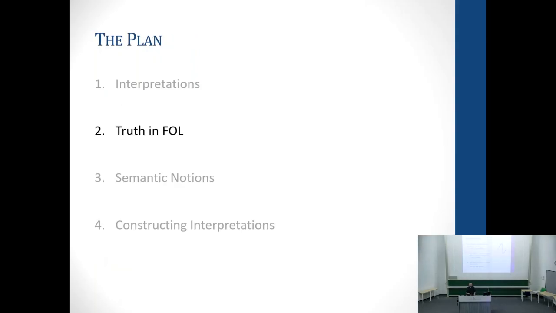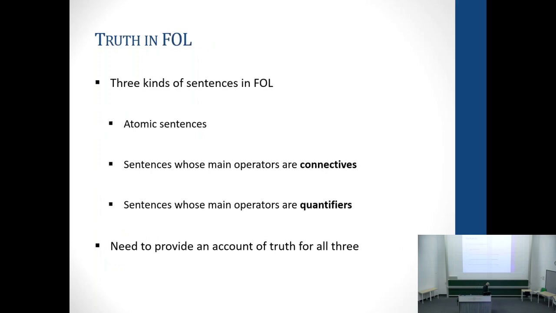Okay. So, that's what an interpretation is. We can use interpretations to help define truth or falsity for all FOL sentences. We've already got the basic one: if you have a predicate and a name, you know when it's going to be true or false, if the thing named is in the extension. All the rest are going to follow from that. So there are three kinds of sentences in FOL: atomic ones, sentences whose main operators are connectives, and sentences whose main operators are quantifiers. We'll go through them one by one.